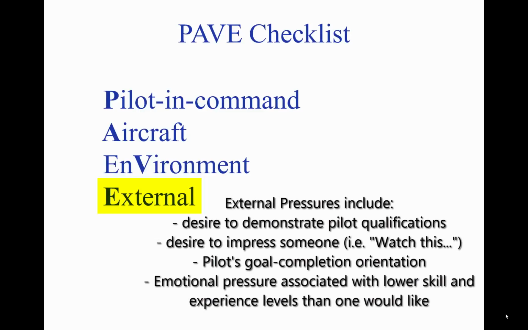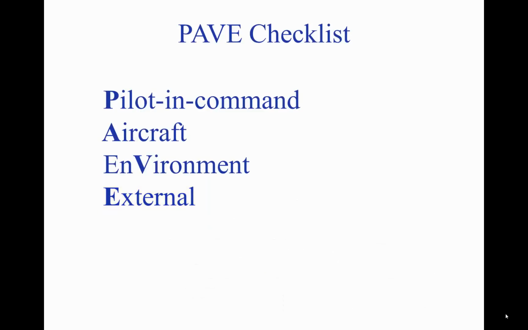Factors that can be external pressures include the following: the desire to demonstrate pilot qualifications, the desire to impress someone. Probably the 2 most dangerous words in aviation are "watch this." The pilot's general goal completion orientation. Emotional pressure associated with acknowledging that skill and experience levels may be lower than a pilot would like them to be. Pride can be a powerful external factor.